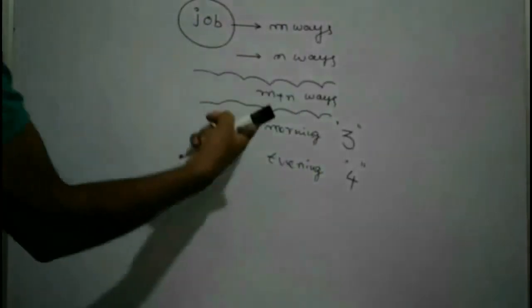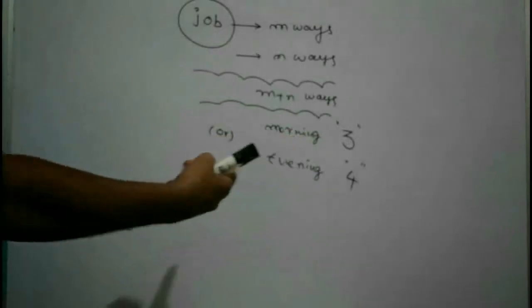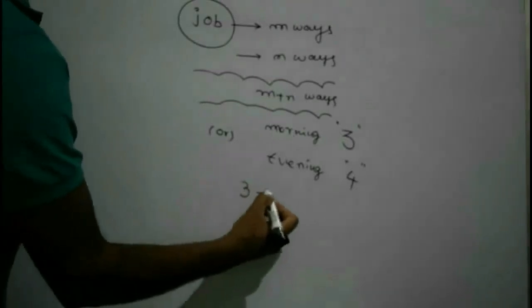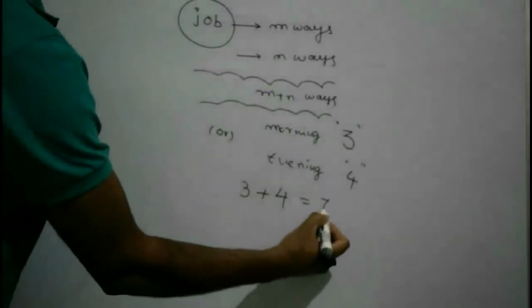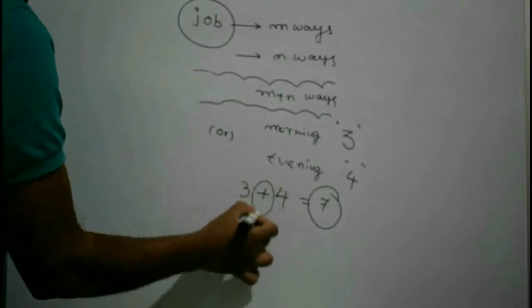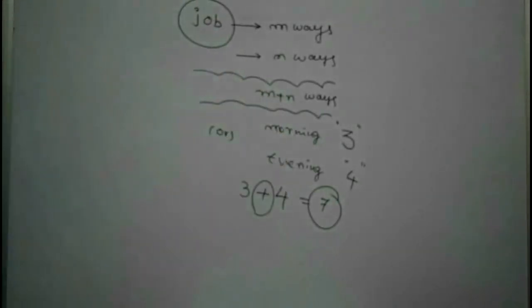Okay, so in the morning he has 3 choices, in the evening he has 4 choices. So total number of choices, if you want to count, how many? 3 plus 4, that equals 7 ways. So what I did here, we used addition. We added the number of ways, 3 plus 4.